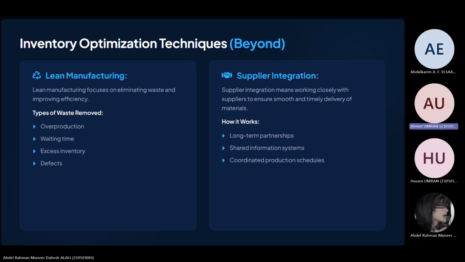Finally, there is supplier integration. This means building strong and long-term relationships with suppliers instead of working separately. Companies and suppliers share information and coordinate their activities. For example, they may use shared systems to track inventory levels or plan production schedules together. This ensures that materials are delivered on time and reduces delays in the supply chain.